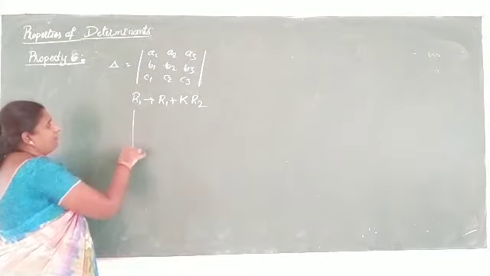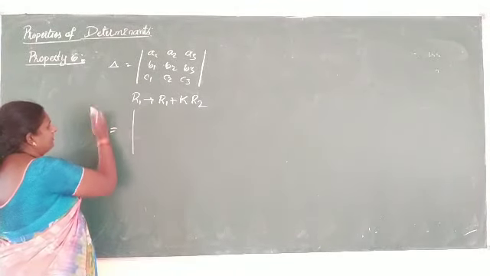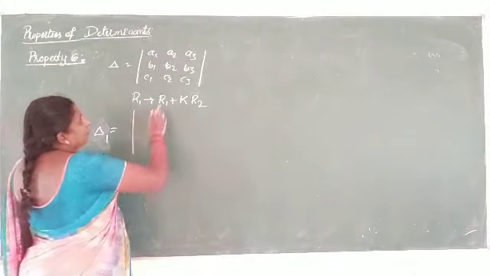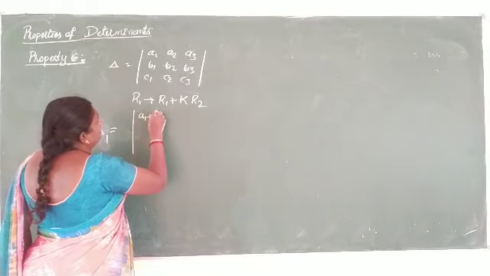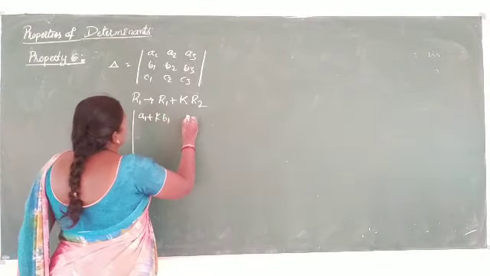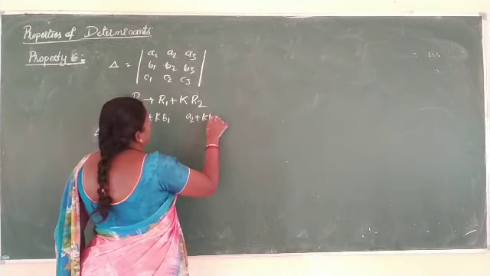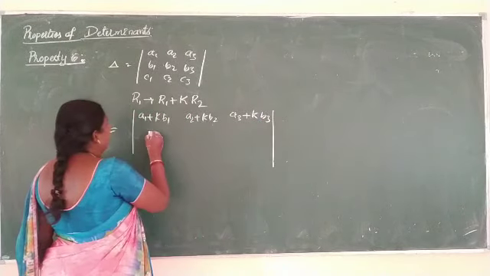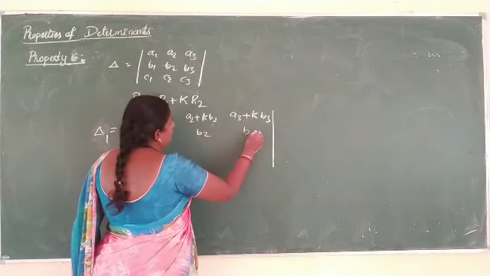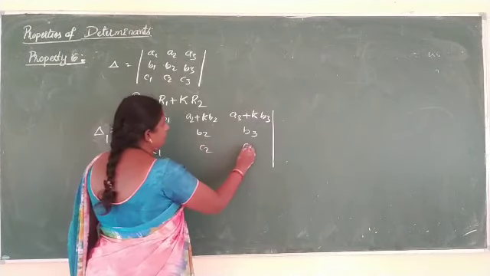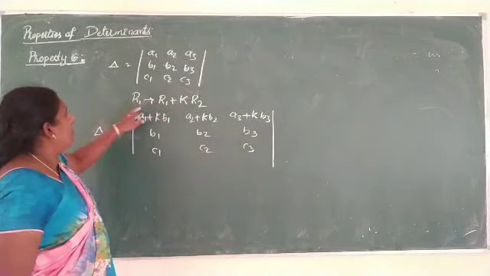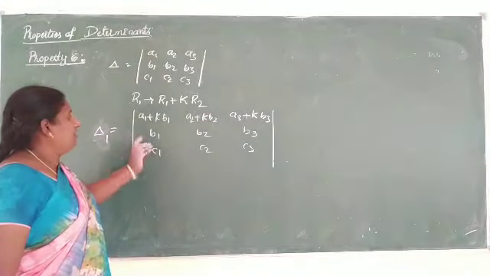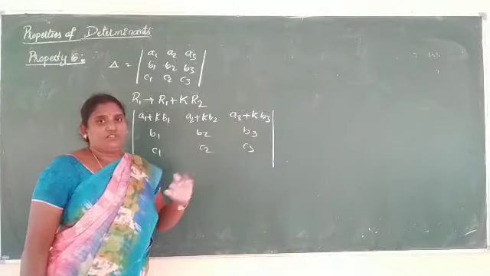Let us apply this operation on that. Take the value after applying this operation as delta 1. So apply this operation: A1 plus K B1, next A2 plus K B2, next A3 plus K B3. First row we change it, second row as it is: B1, B2, B3, and C1, C2, C3. Because we apply this operation on R1 only, so only R1 changed, remaining is the same. Now this is looking like all terms expressed as sum of two terms.